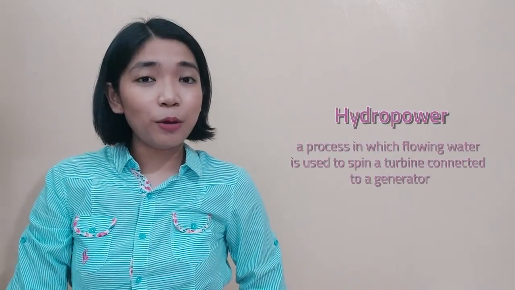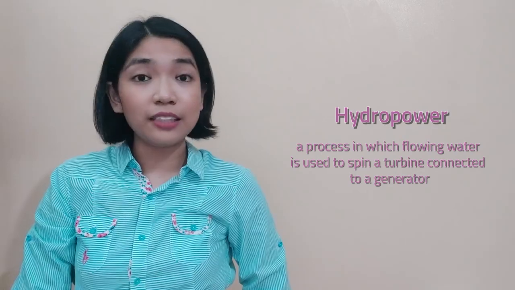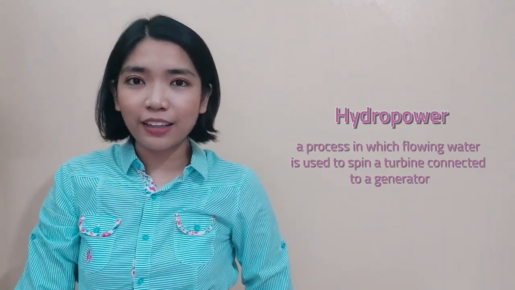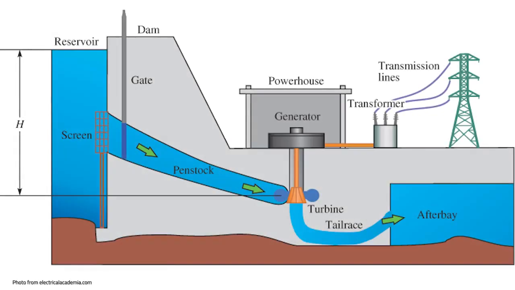Then, there is what we call hydropower. It is a process in which flowing water is used to spin a turbine connected to a generator. There are two basic types of hydroelectric systems that produce electricity. In the first system, flowing water accumulates in reservoirs created by the use of dams. The water falls through a pipe called a penstock and applies pressure against the turbine blades to drive the generator to produce electricity.